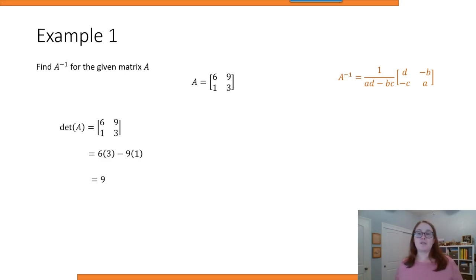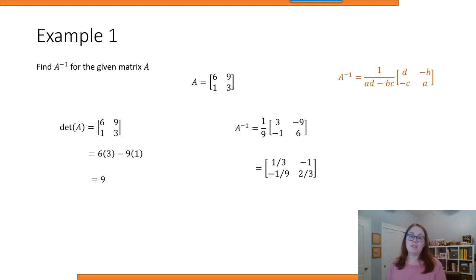Using my formula for the inverse, I'm going to take 1 over that 9 and multiply it by this new matrix. So the new matrix is going to have the main diagonal switched. So the 3 and the 6 have switched positions. And the 9 and the 1 become negative. I just take 1/9 times that matrix for the inverse. And I could leave it in this form, or if you wanted to multiply that 1/9 in, this is just scalar multiplication.